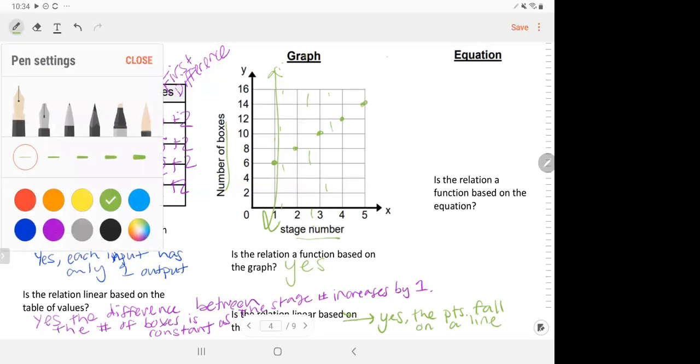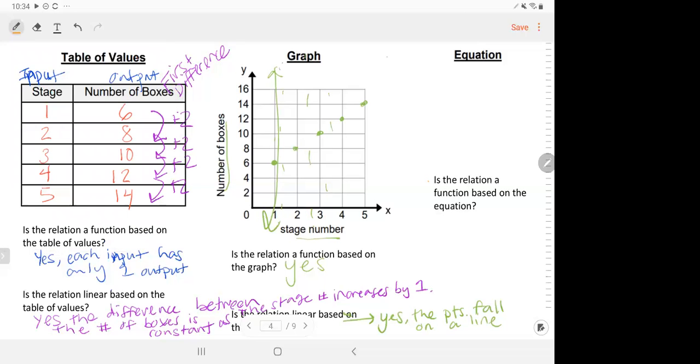And then finally, my equation here, we're going to look at what our slope is. So rise over run, I have to go up 2 for every 1 I go over. Our slope is actually the same as our first difference here. So our slope of our equation is 2x, x is our stage number. So I have to multiply my stage number times 2. So 1 times 2 would be 2. And then in order to get to 6, I have to add 4.